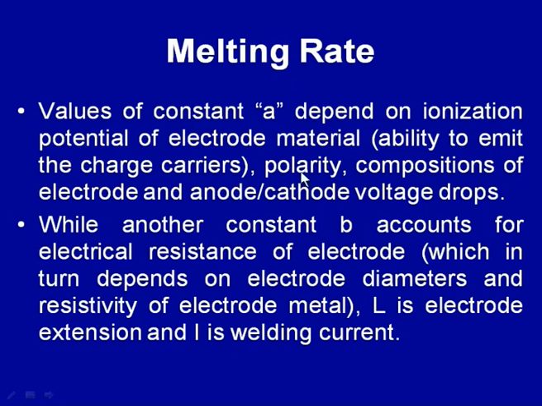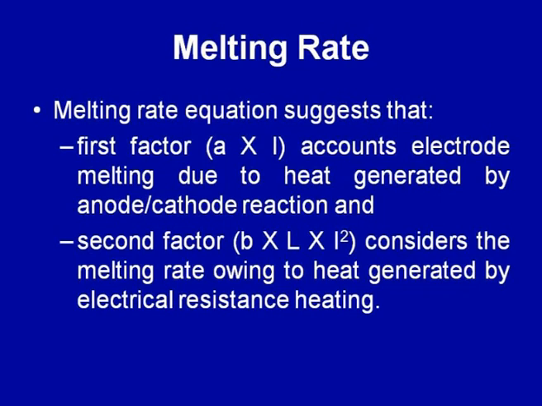So, different B values and different A values are used for calculating the melting rate of different electrode materials during welding while using different welding currents. The melting rate equation suggests that the first factor, A into I, the A coefficient into the welding current, accounts for the electrode melting which is taking place due to the heat generated by the anode or the cathode reaction. So, this is the first factor that affects the melting rate, due to the anodic or cathodic reactions affecting the heat generation.